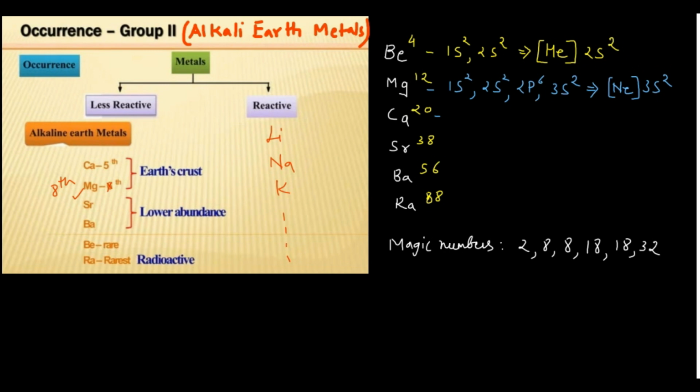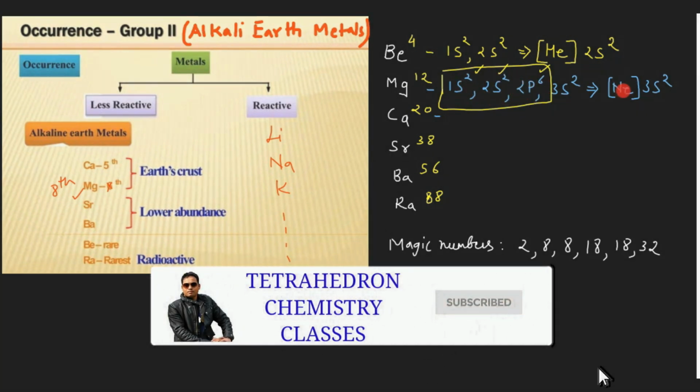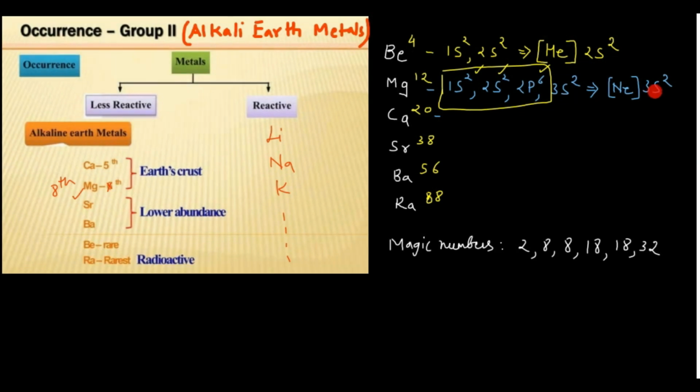And if you check this part, from 1s to 2p, so 2 plus 2 is 4, 4 plus 6, that is 10, right? That means a total of 10 electrons are here. So this is actually the electronic configuration of neon. So I can write neon here, and then I can write the 3s2, which are the 2 electrons present in the 3s orbital.